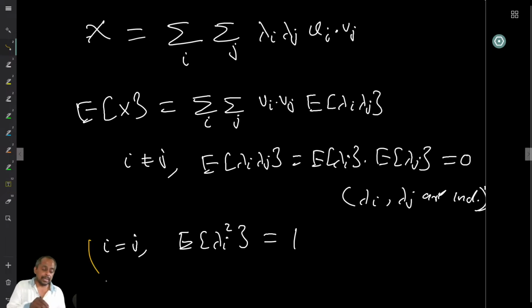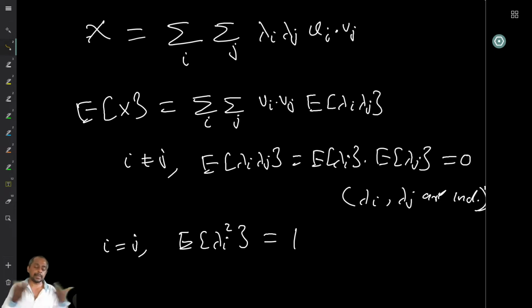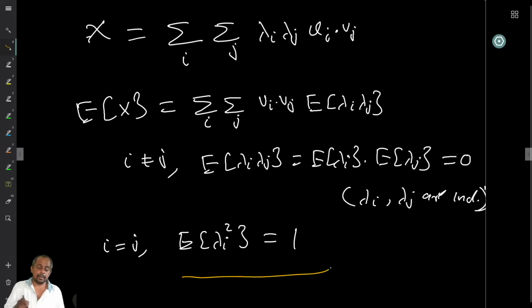But when i is equal to j, instead of lambda i lambda j, we get lambda i square. For this the expectation is 1, because whether it is minus 1 or 1, you will always get 1. So lambda i square is always going to be 1. So whenever i equals j, the expectation of lambda i square is 1, otherwise it is 0.